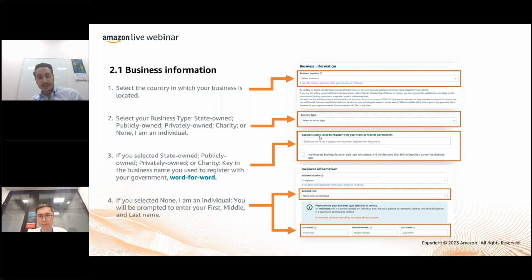If you do have a business, you will have to key in your business name. Please use the exact same name as you have used for registering with your state or federal government, be it in Singapore, Malaysia, Thailand, Philippines, or Indonesia. Then we will ask for some information on where your business location is, where you have incorporated, and a couple more pieces of information which I'll go through. If you don't have a business and you're just an individual, we're just going to ask for your first name, middle name if you have one, and your last name.